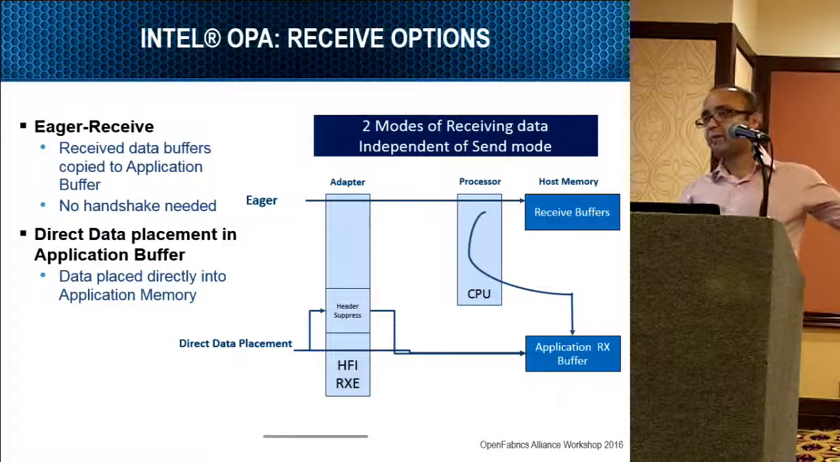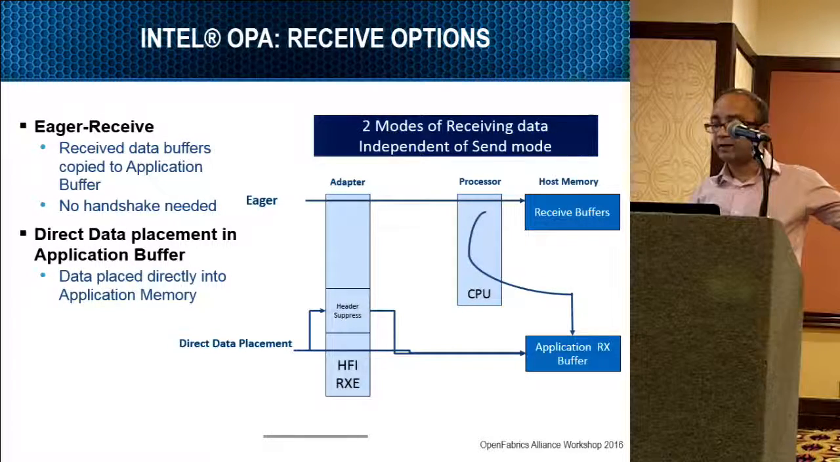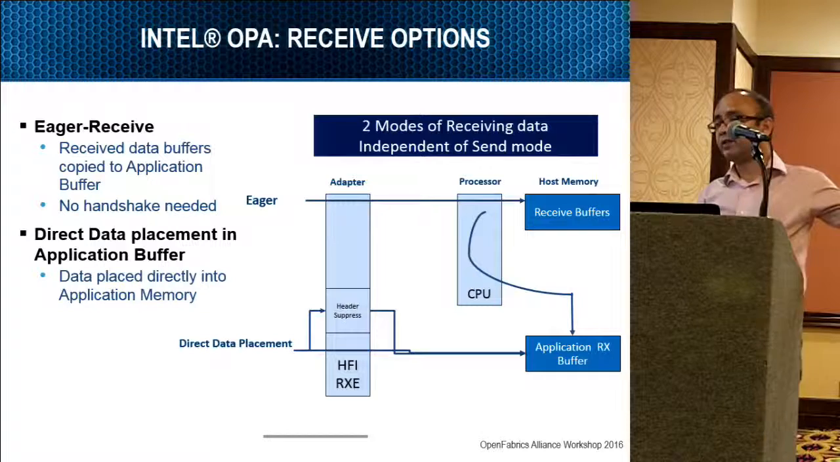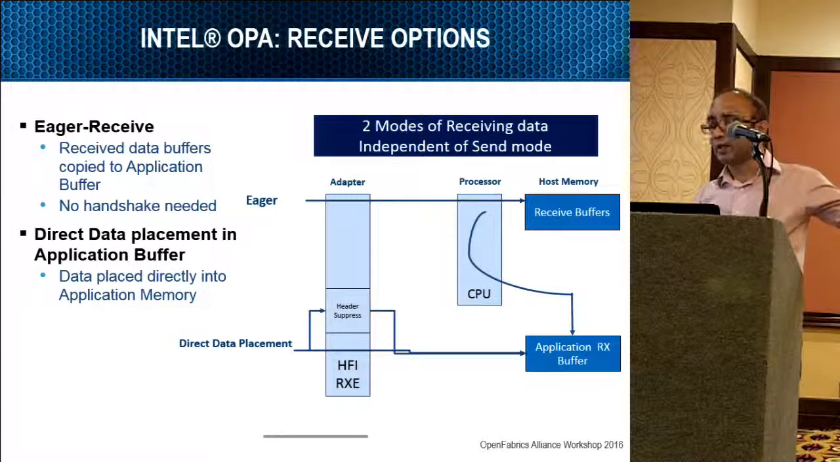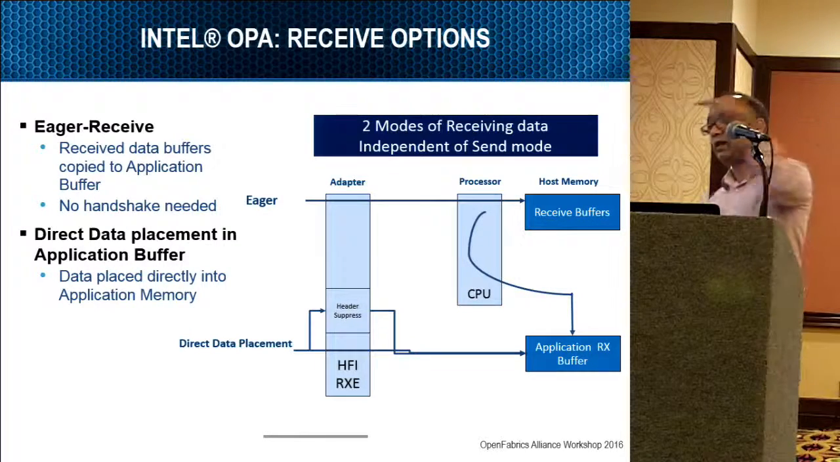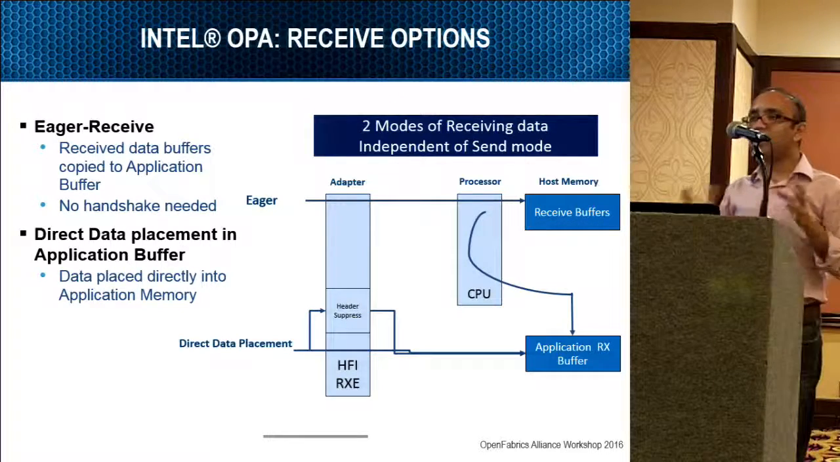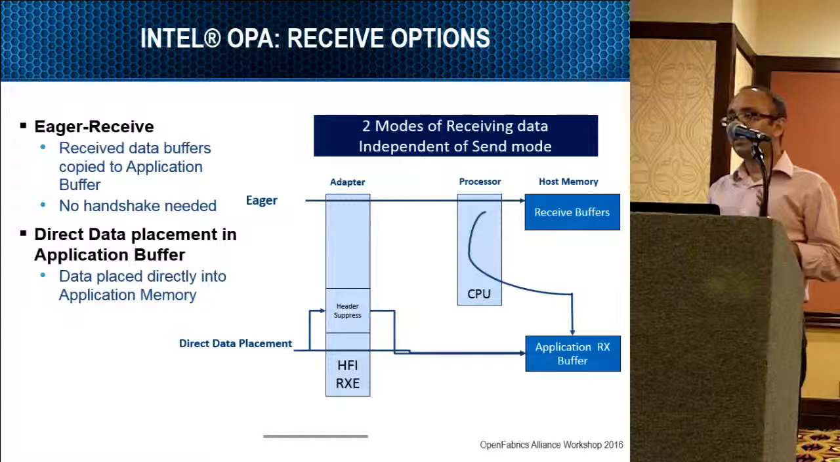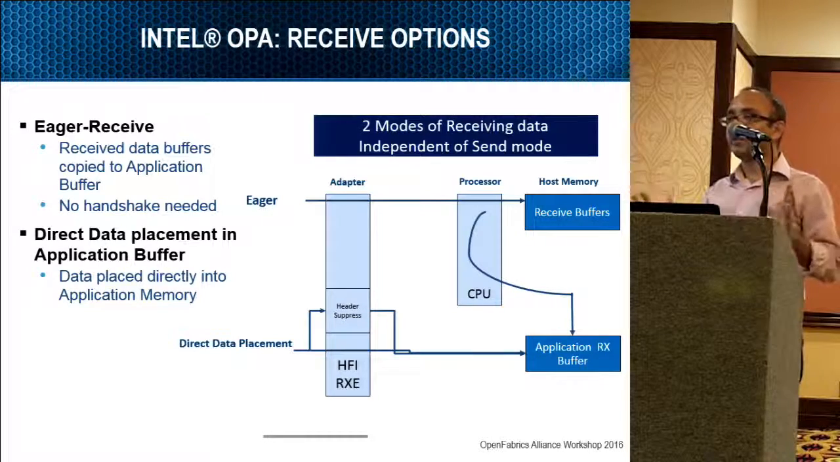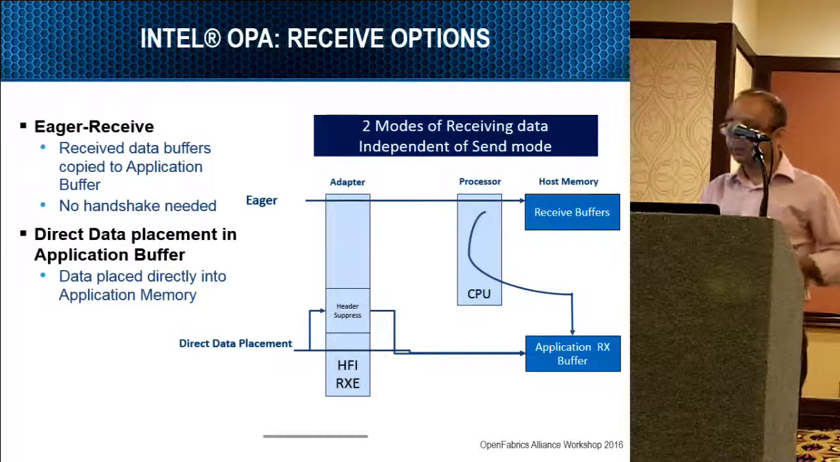On the direct data placement path, which we call expected, there's an optimization in hardware to place the data directly in the application target buffer. And as long as there are no errors in that packet, the application will never ever see the header. So there's header suppression happening in hardware.